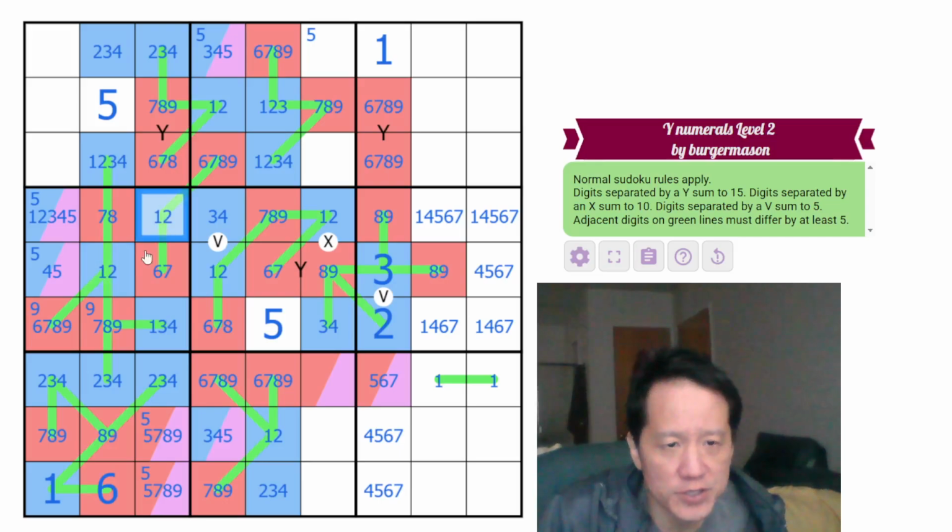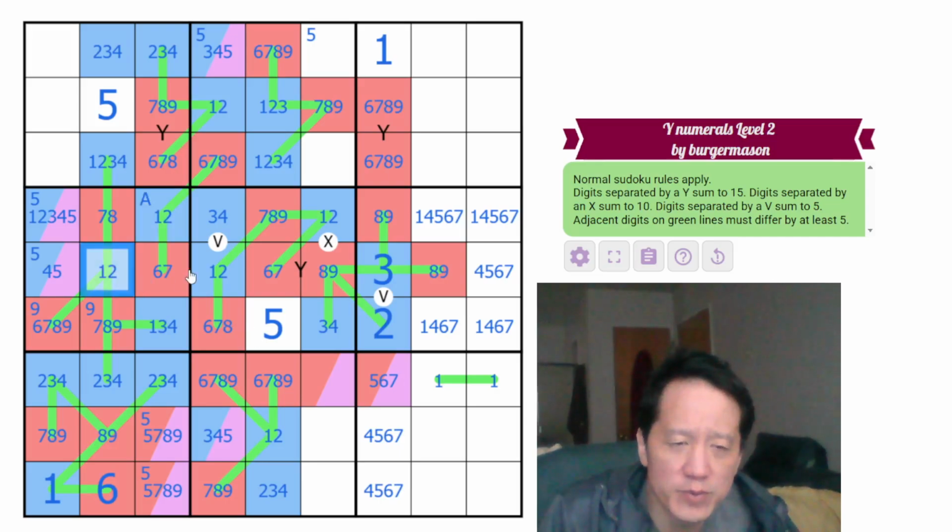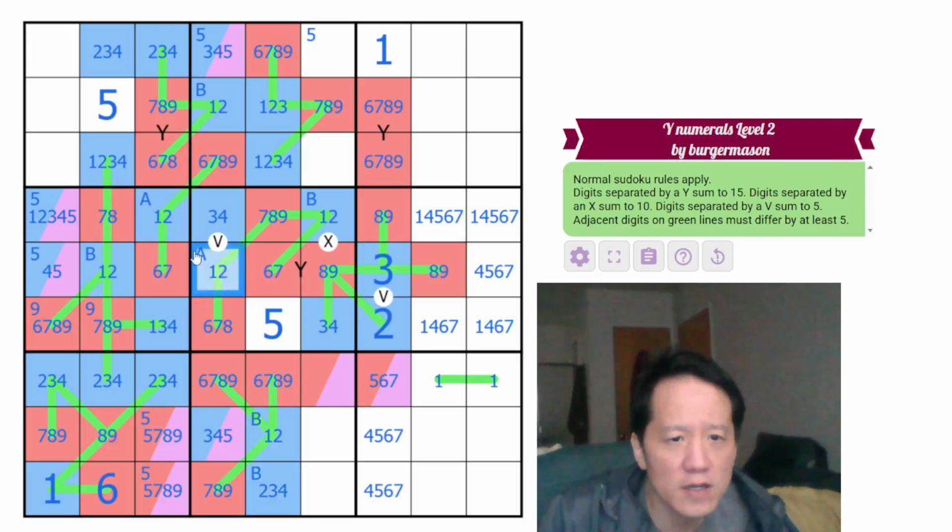So these alternate. So if this is an A, this has to be B, which makes this an A, and therefore this is B. Since this is an A, that would force this to be B. B then has to be one of these two. A has to be one of these three. Also, B has to be one of these three.